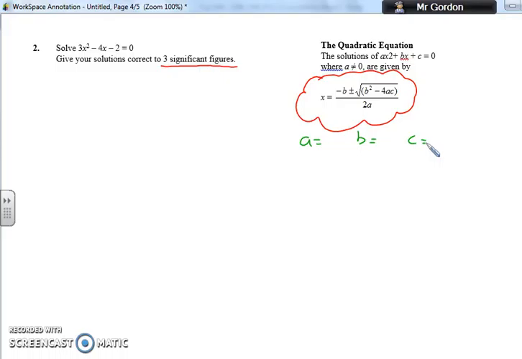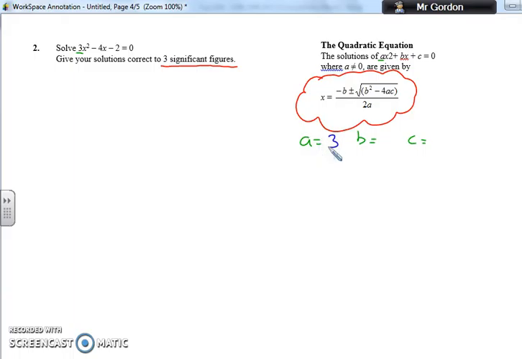It sort of tells us in the formula part that A is the number that's in front of the x squared. So highlighted it in green there. That corresponds with the 3 over here. So our A value, we can see, is given as 3.